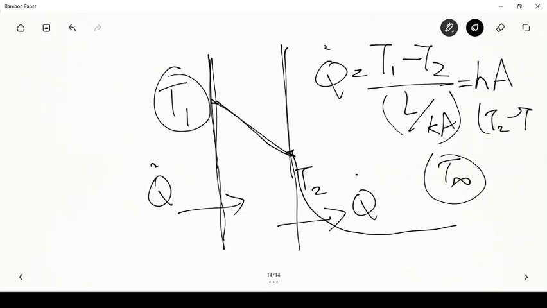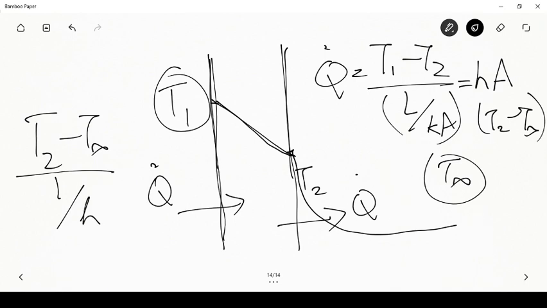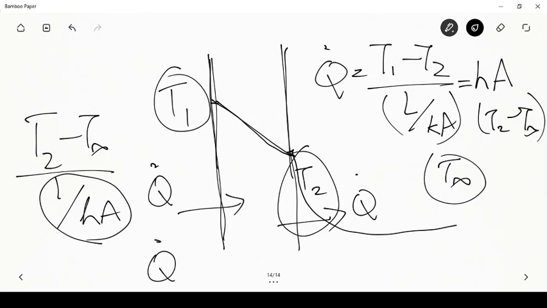Now if I write the second term also in terms of thermal resistance, then it can be written in the form of T2 minus T infinity divided by 1 over Ha. So now this 1 over Ha becomes the thermal resistance due to convection on the outer surface of the wall. So if I now combine these two, we can write the Q dot multiplied by the respective resistances.